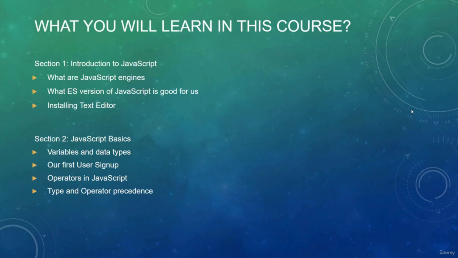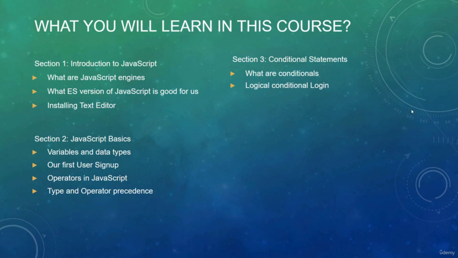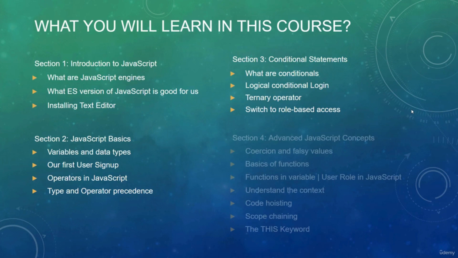In our next section, JavaScript Basics, we will learn about variables and data types. We will create our first user sign up page. We will learn how operators work in JavaScript and what the operator precedence in JavaScript is. In our third section, conditional statements, we will learn what conditionals and logical conditionals are. Then we will make a login logic. We will learn about ternary operators. We will learn how you can make a role-based access.